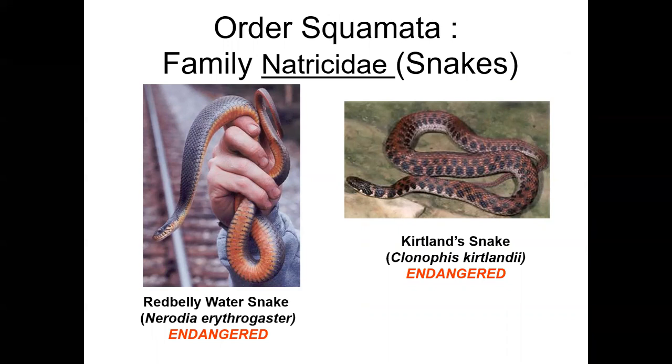What about the family Natricidae? Many members of this family, there's about 200 species, are diverse.